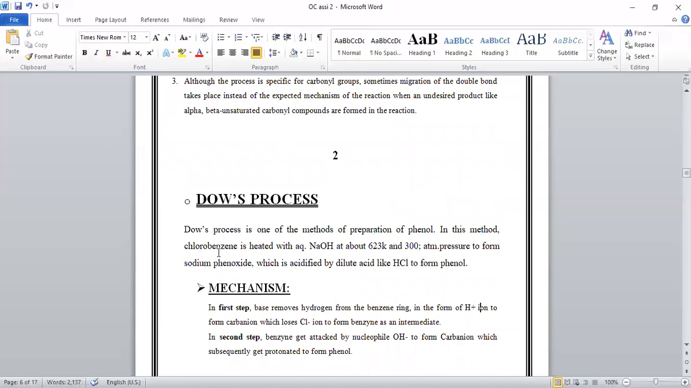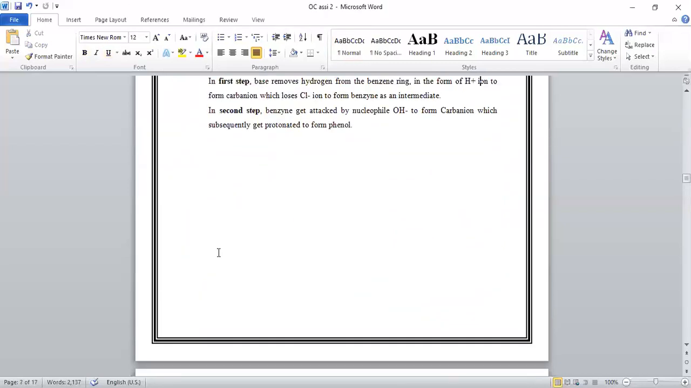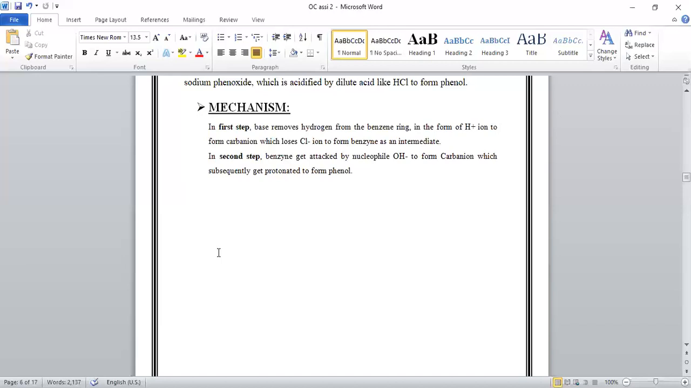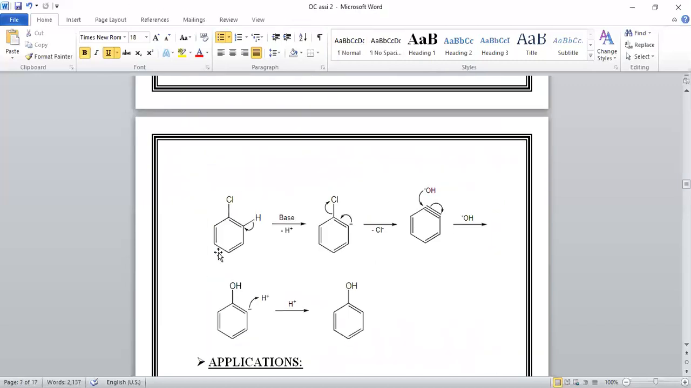Mechanism of this process includes: in the first step, base removes hydrogen from the benzene ring in the form of a proton to form a carbanion, which loses chloride ion to form benzyne as an intermediate. And in the second step, benzyne gets attacked by the nucleophile hydroxide to form a carbanion, which subsequently gets protonated to form phenol, as shown in this.